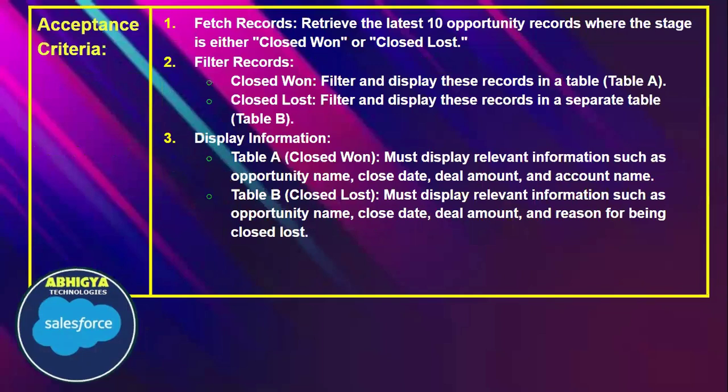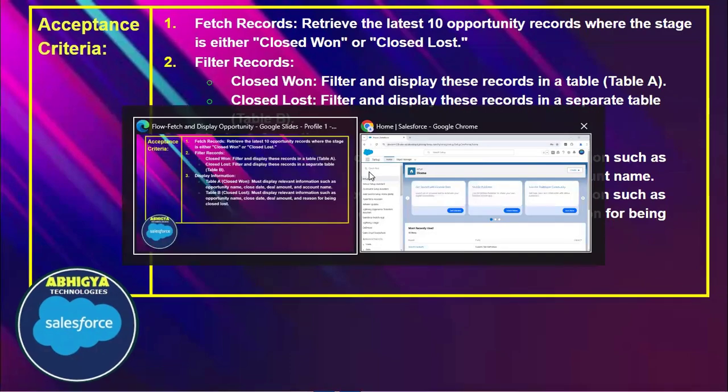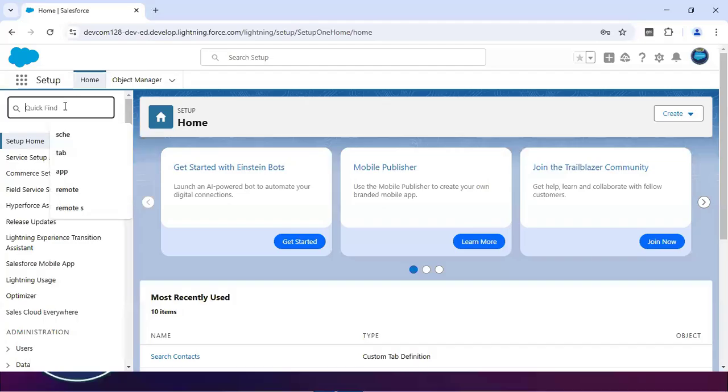In Table A we have to display the closed won records. In Table B we have to display the closed lost records, with some fields as columns. Table already has the columns, right? Those columns we have to display too. So let's see how we are going to implement this. Let's come to the org.